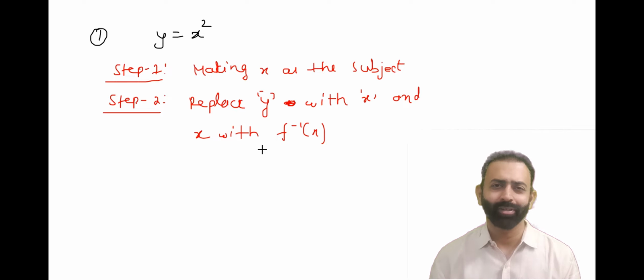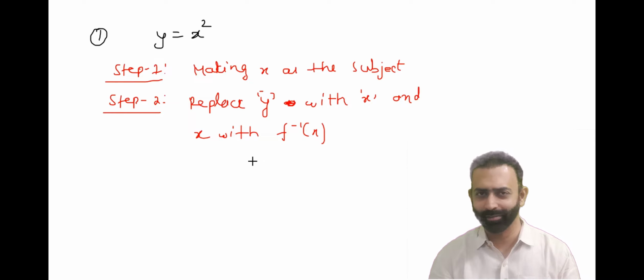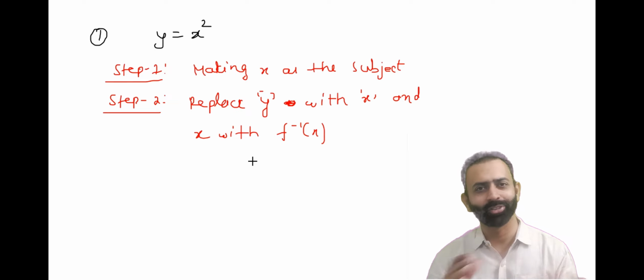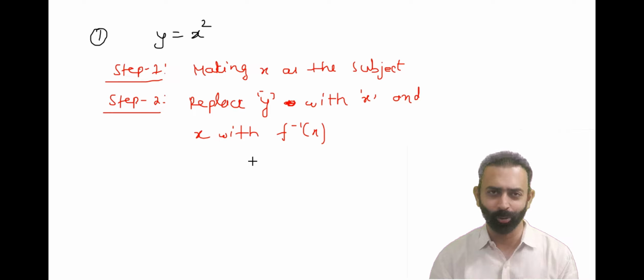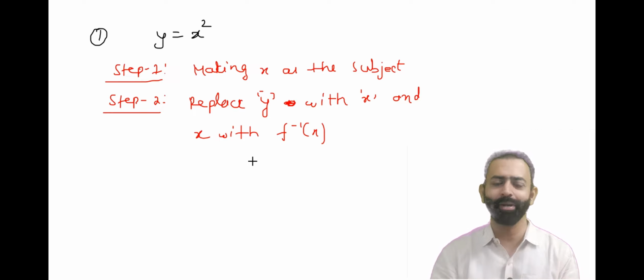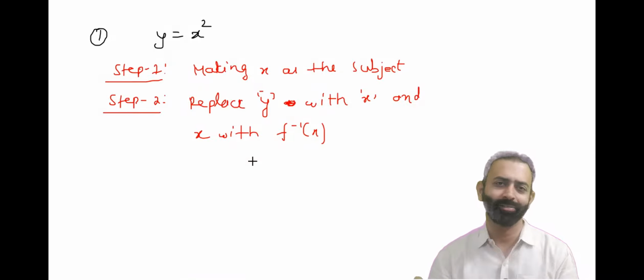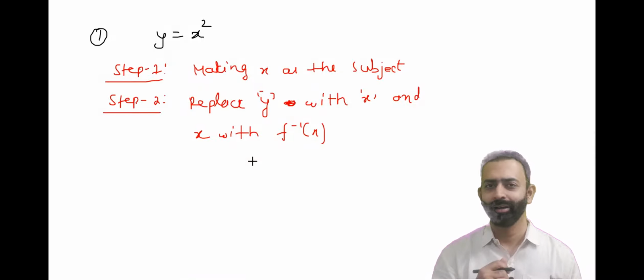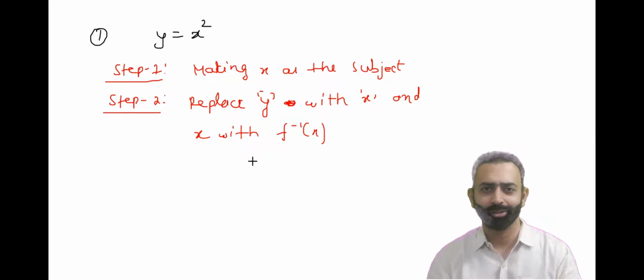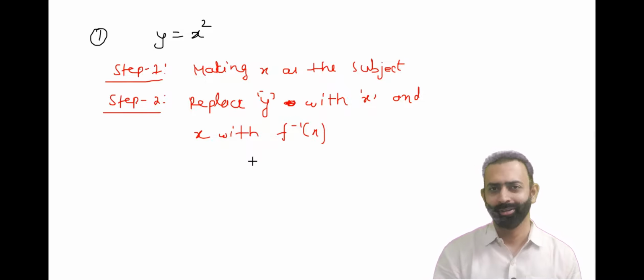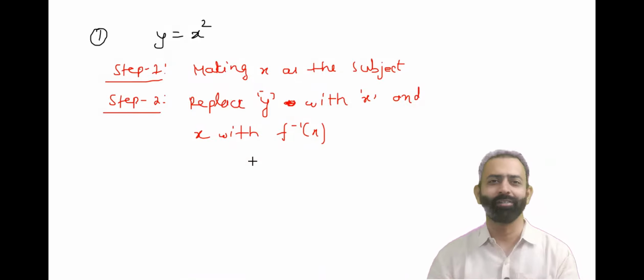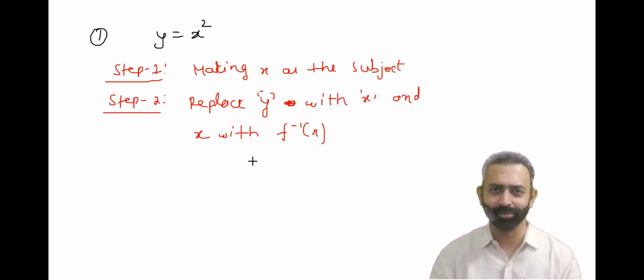The answer is very simple. At the start of the introduction of inverse functions, we learned that output becomes input and input becomes output. And what was the input? x is the input, so this time x becomes the output. That's why we have made x the subject, right? And y was the output, that becomes the input. That's why we have replaced y with x. Okay, so this gives the inverse function.